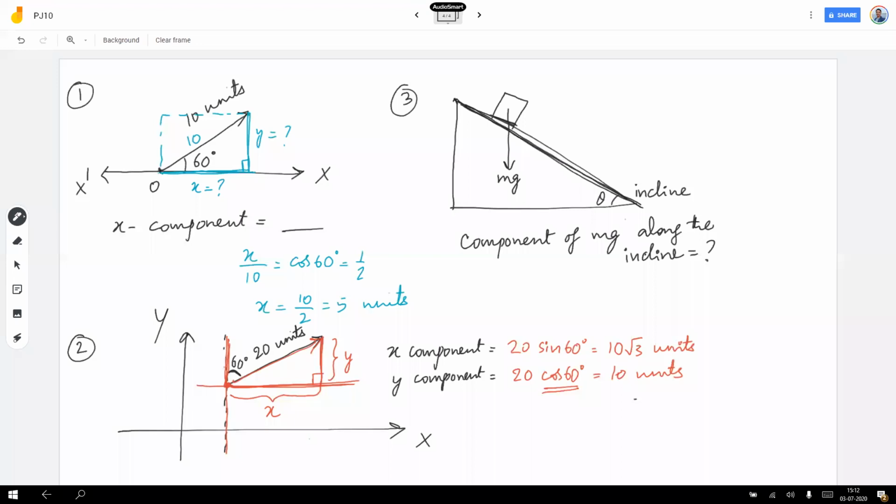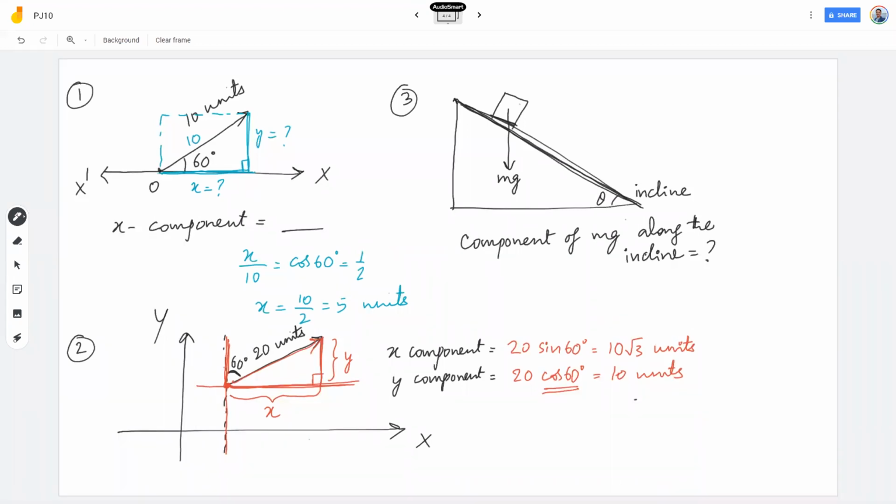Did you understand the question? There is a block of mass m on an inclined plane of inclination theta. It will be experiencing a gravitational force of m into g, which is called its weight, acting vertically downwards. But I want you to find what is the component of mg along the incline.